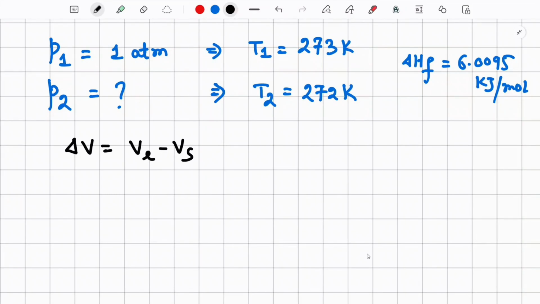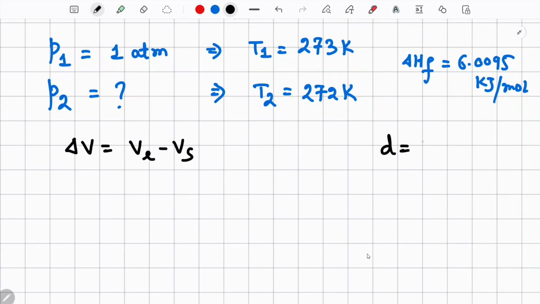Why? This is liquid and solid. How can you apply PV equals nRT? That is for gas. Do you get it? Yes. PV equals nRT is for gas only.